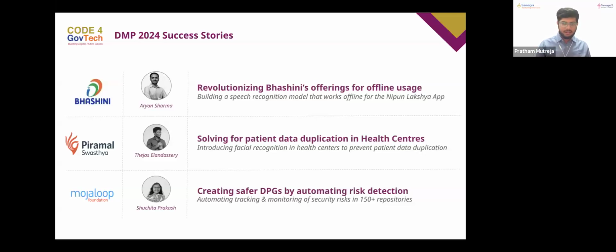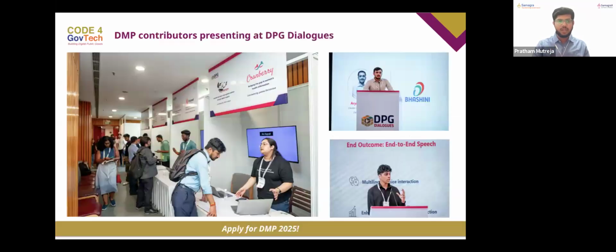For example, what Aryan did is helping make learning easier for the school students. What Tejas did is helping healthcare workers across India. What Suchita did is helping mitigate security risks by Mojalu. So all of this, all the projects, these are pivoted, and these projects are focused on impact. That is the key takeaway.